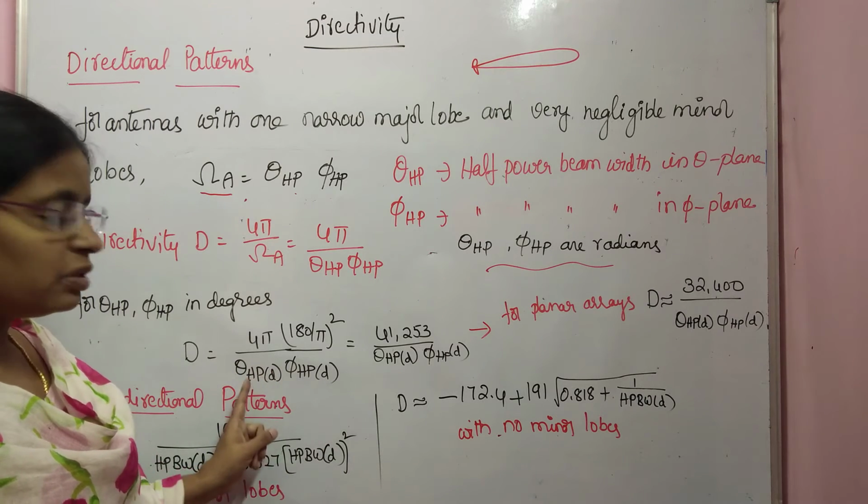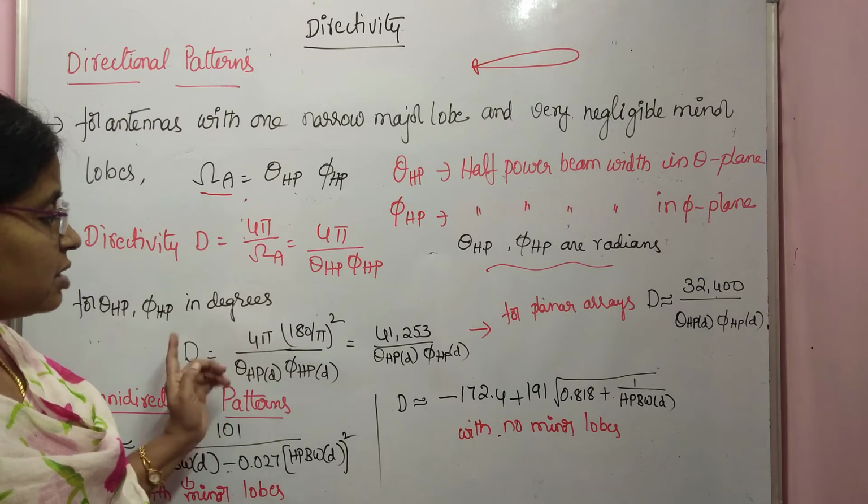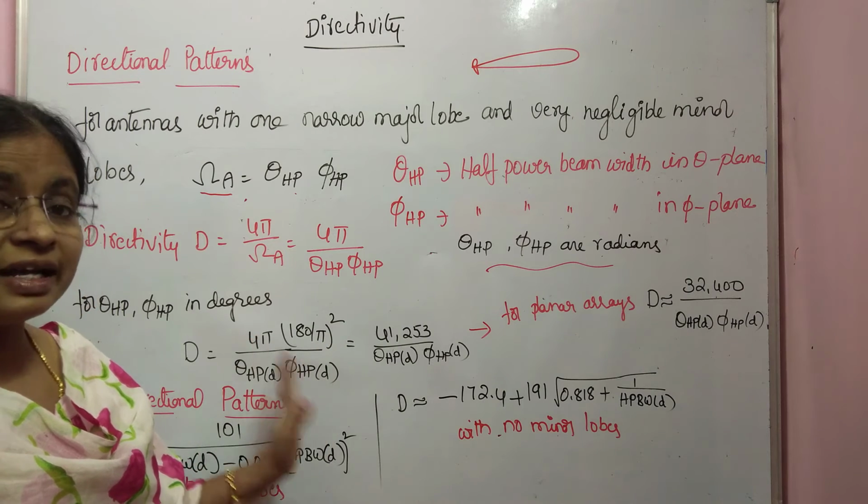So as you have two terms, I'll get a square here. If you calculate this, you'll get 41,253 by theta HP and phi HP in degrees.